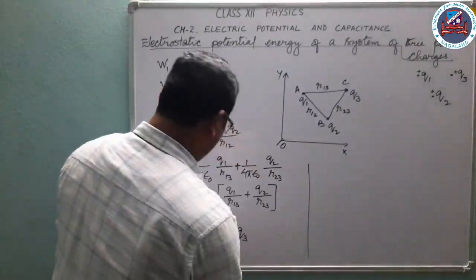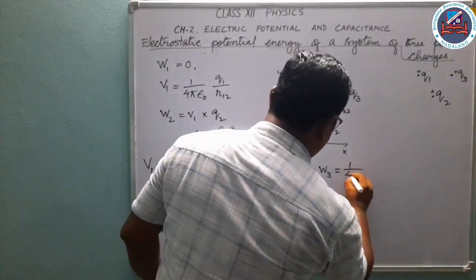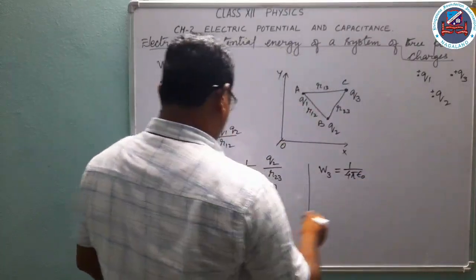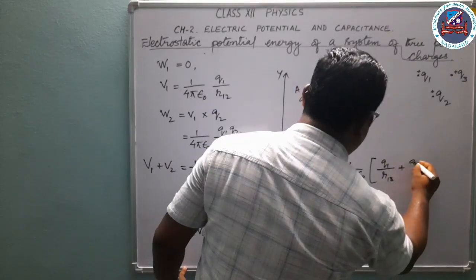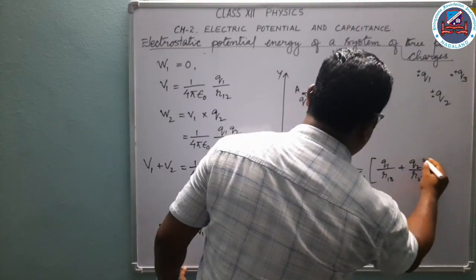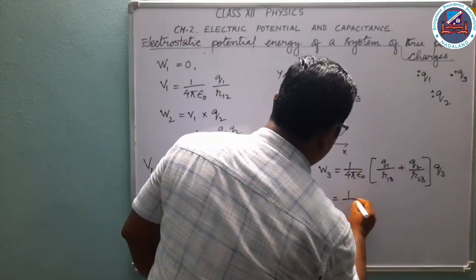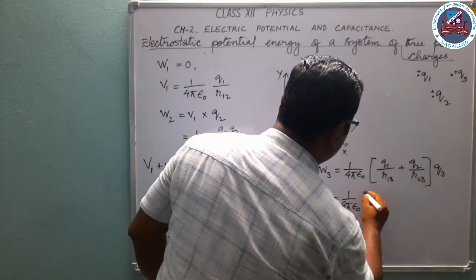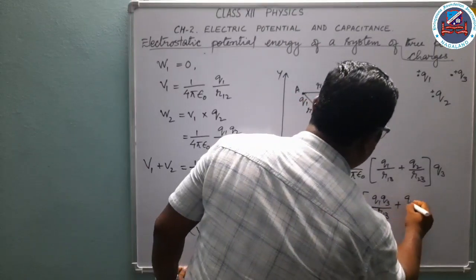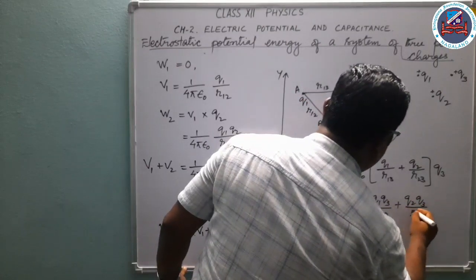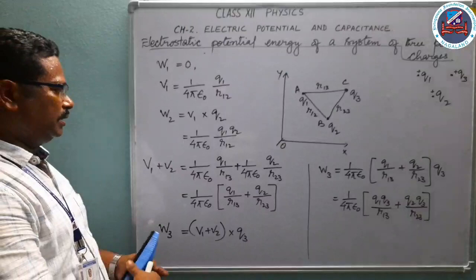So I am writing here work done W3 is equal to V1 plus V2, is 1 by 4 pi epsilon naught, Q1 divided by R13 plus Q2 divided by R23. You are multiplying with simply Q3. So ultimately it will become 1 by 4 pi epsilon naught, Q1 Q3 divided by R13 plus Q2 Q3 divided by R23. Like this you can find out the third work done by the third charge.